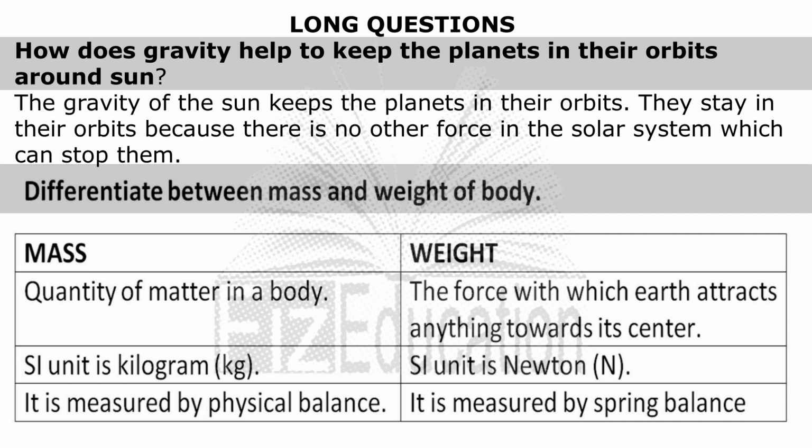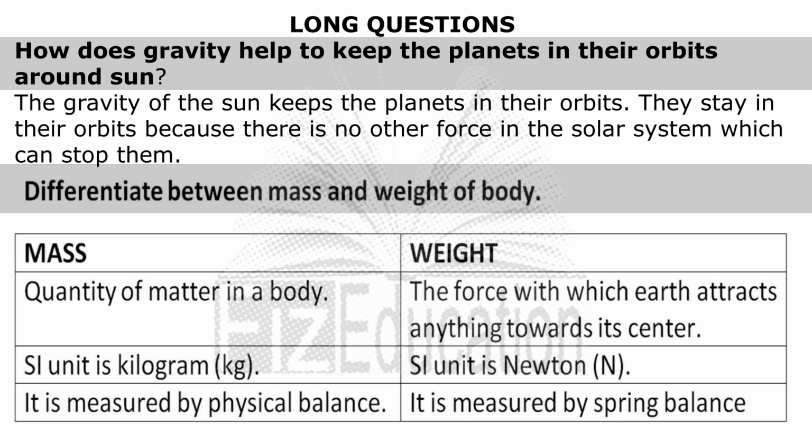Long questions. How does gravity help to keep the planets in their orbits around Sun? The gravity of the Sun keeps the planets in their orbits. They stay in their orbits because there is no other force in the solar system which can stop them.